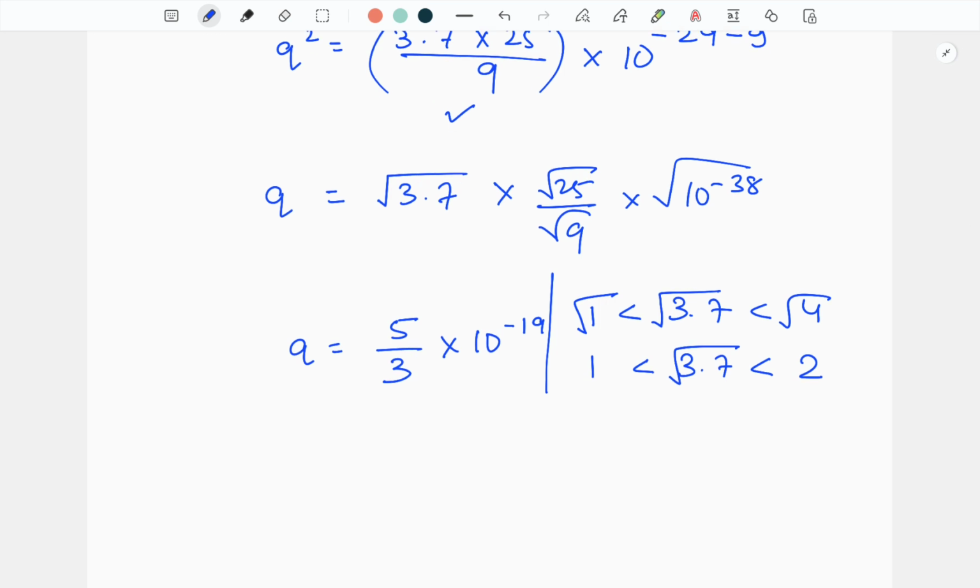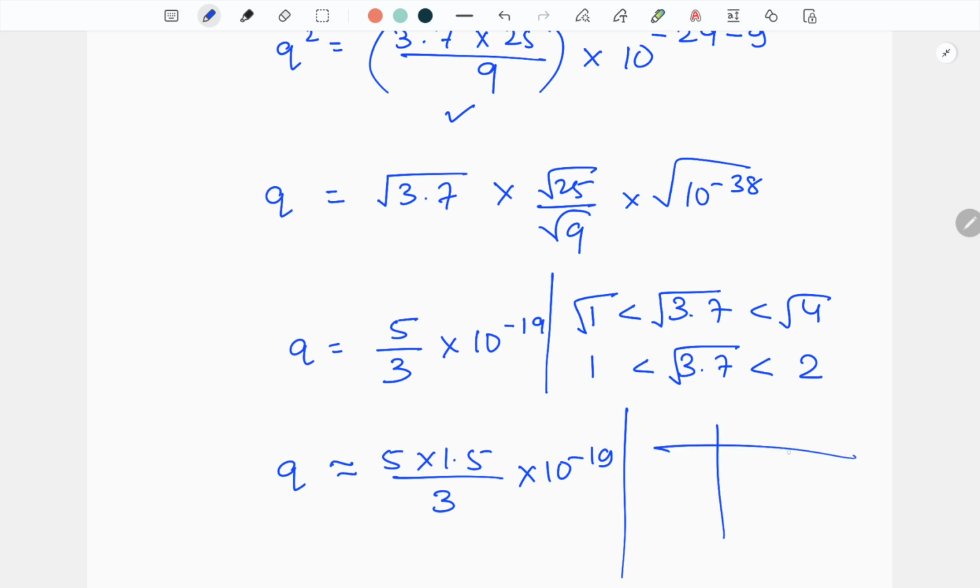Because it's closer to two, approximately the value will come as 5 into 1.5 divided by 3 into 10 to the power minus 19. And if you are not sure, you can easily calculate its square root value also. Let me show you how we'll calculate. So till two places we can calculate.